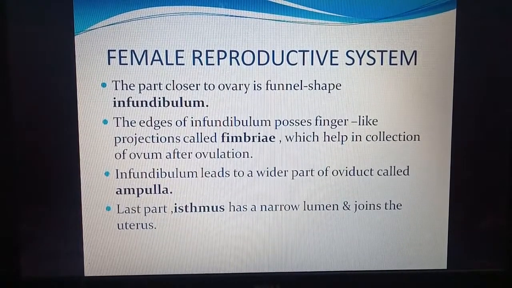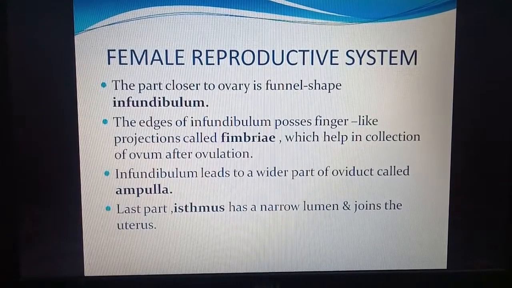The infundibulum leads to a part which is broader and it is called the ampulla. The last part is called the isthmus, which is very narrow. It has a narrow cavity and it joins with the uterus. So there is the infundibulum, then the ampulla and then the isthmus.